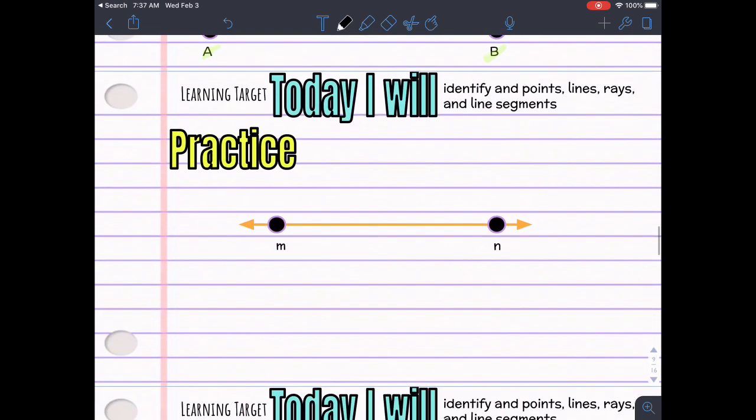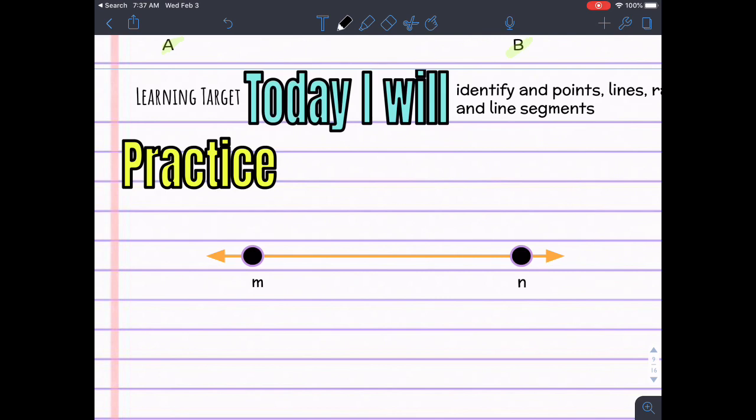So let's look. First, I have to identify what it is. Is this a line, a ray, a point, or a line segment? This is a line. I need to look at the letters M, N. I need to write them. And I have a line, so I need to draw my line. Now, since this is a line and it goes on in both directions, you could also write it in M and draw your line that way.